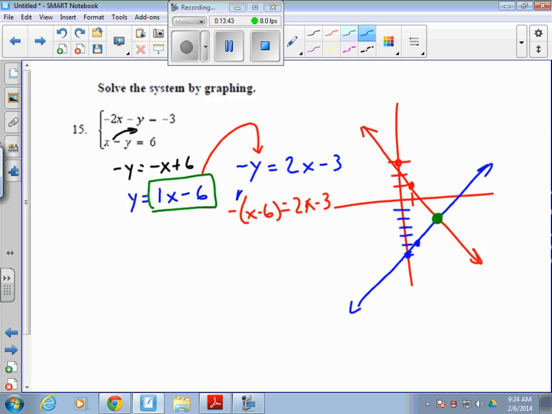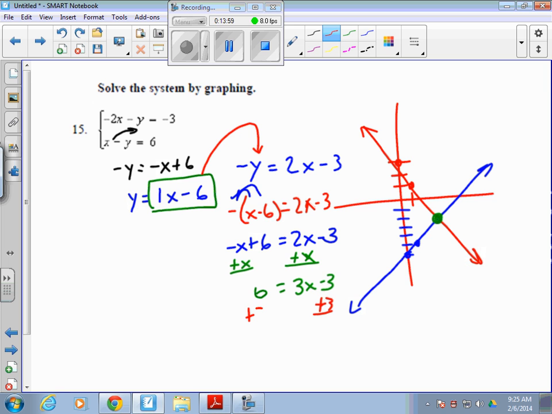Distribute that negative 1, you get negative x plus 6 equals 2x minus 3. Move negative x over by adding it to both sides, and you get 3x. Move negative 3 over by adding it to both sides, and you get 9 is 3x. Divide by 3 to get x by itself. You got a value for x now. It's 3. So your value for x is 3.